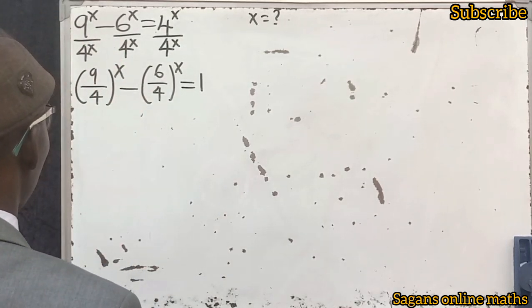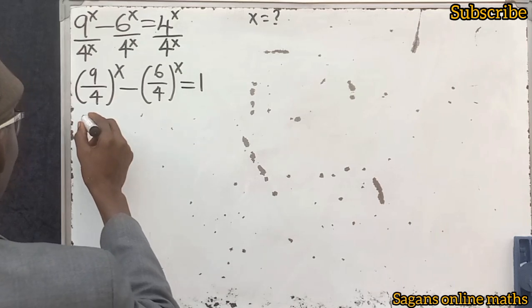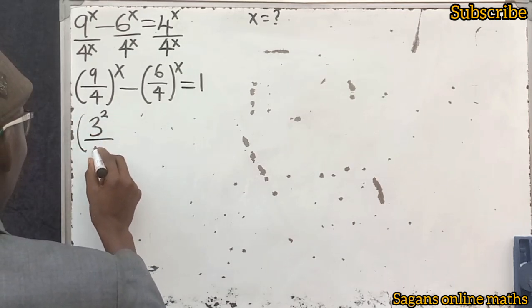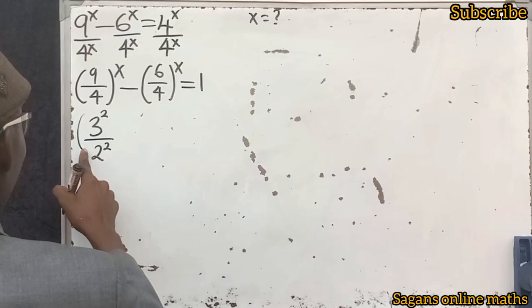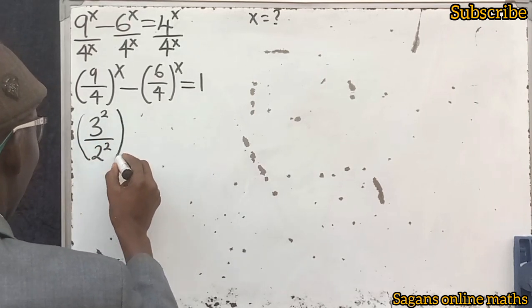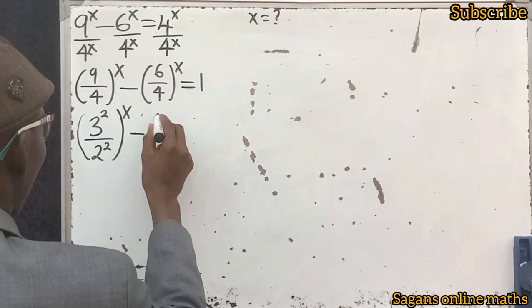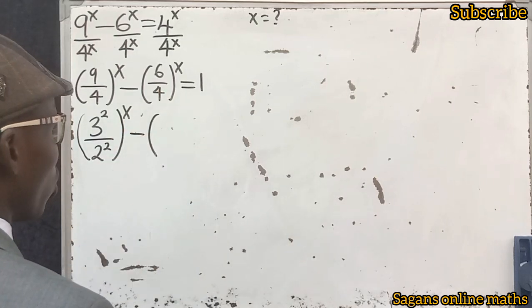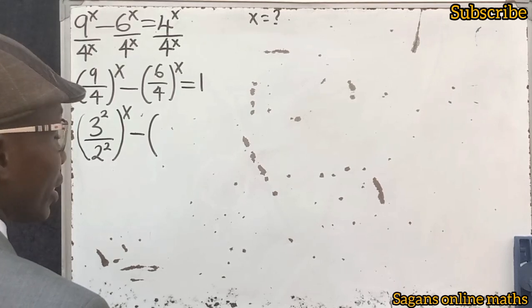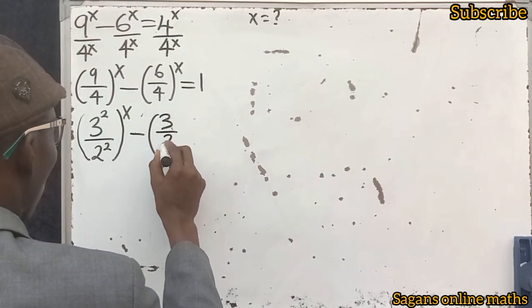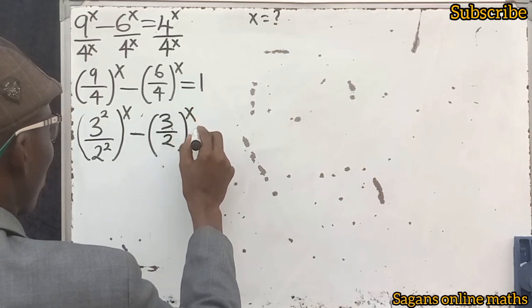Now, let's obey some of the properties of indices. Let's put 9 in index form, and also put 4 in index form. That means this now becomes 3 to the power of 2 divided by 2 to the power of 2, all to the power of x. Remember that 2 to the power of 2 is 4 and 3 to the power of 2 is 9. Then minus 6 divided by 4, which simplifies to its lowest terms: 2 into 6 is 3 and 2 into 4 is 2. So it becomes 3 divided by 2 all to the power of x. All this equals 1.